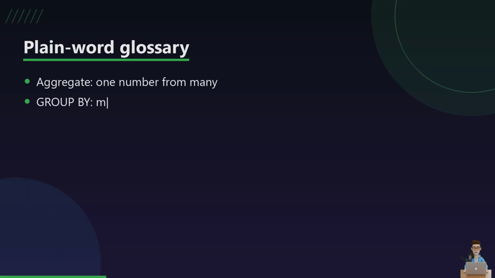Let me translate the jargon before we use it. An aggregate function like COUNT or SUM takes many rows and gives back one number. GROUP BY decides which rows share a pile, and HAVING throws away piles you don't care about. Keep those three in your head and the rest is easy.